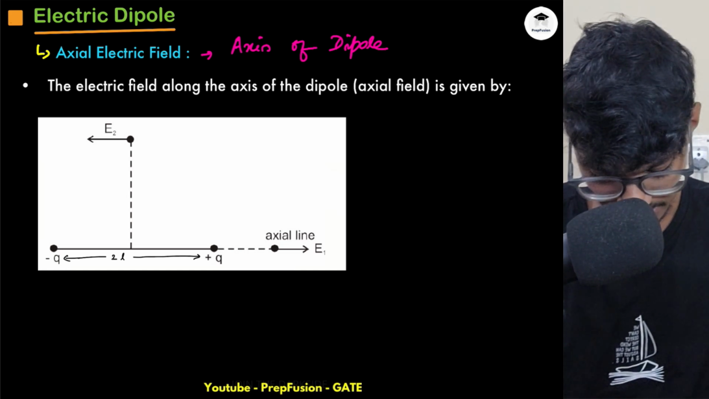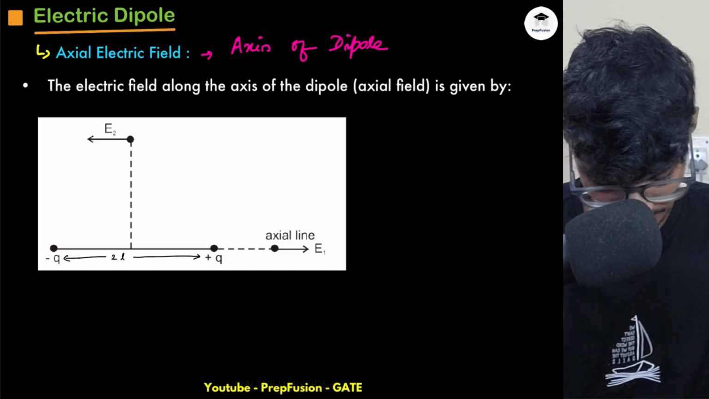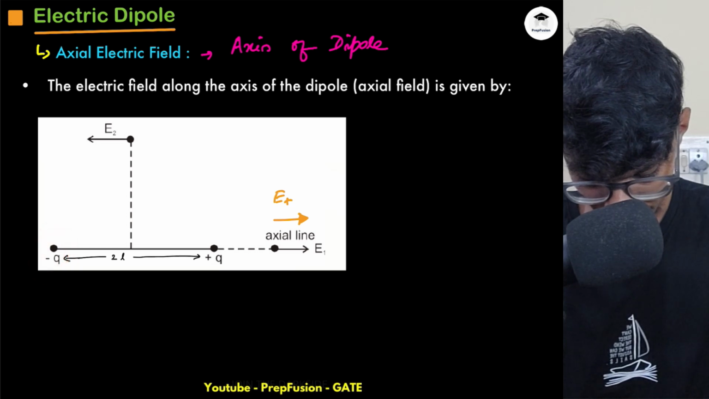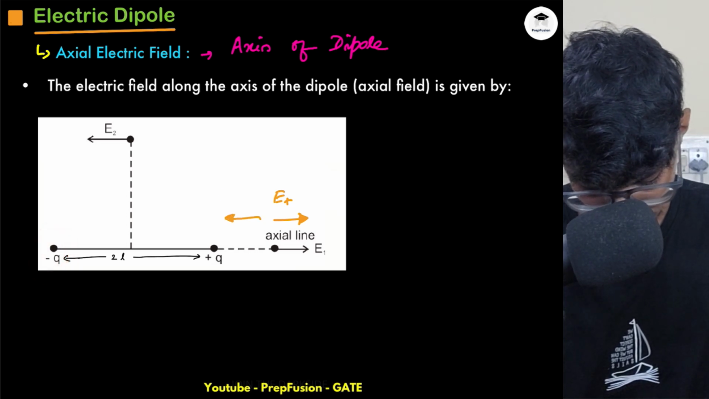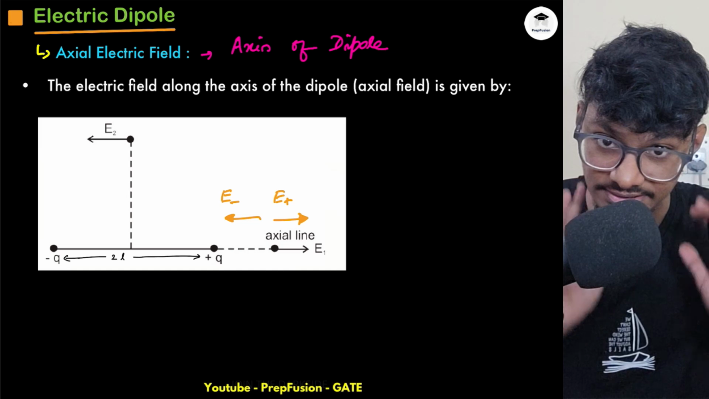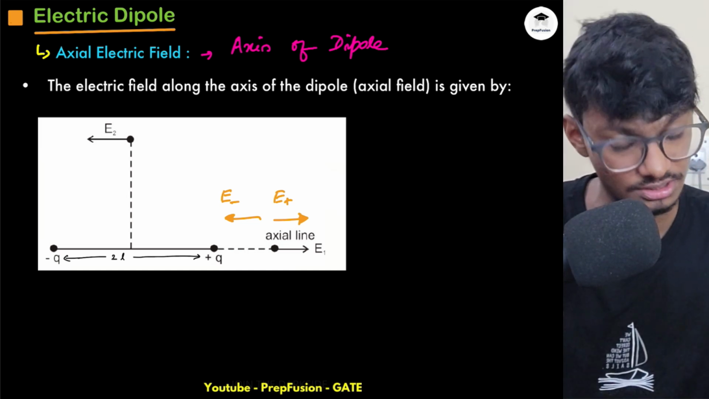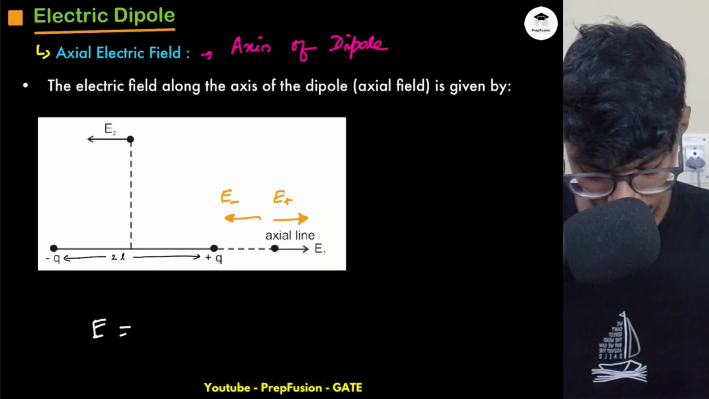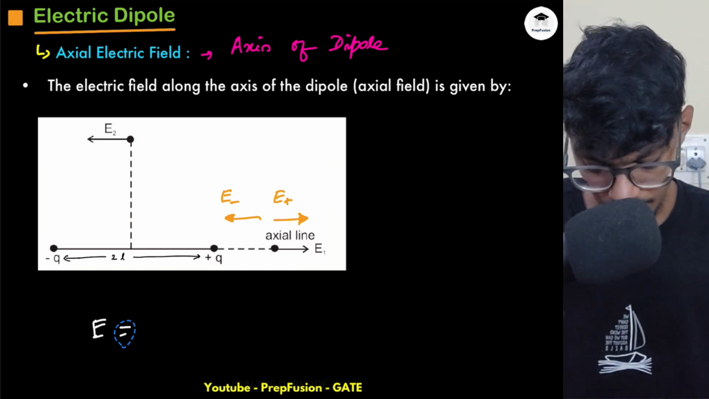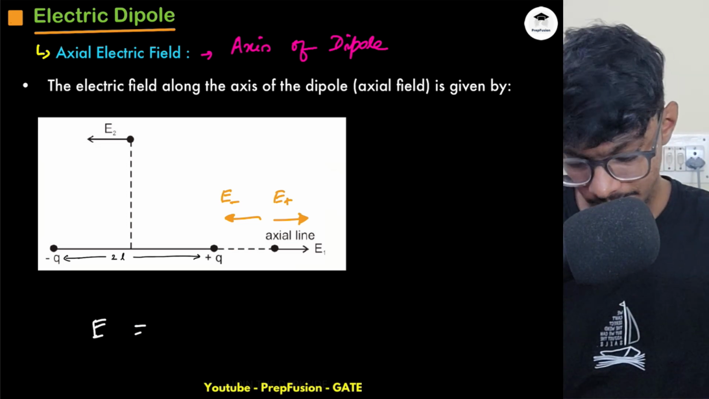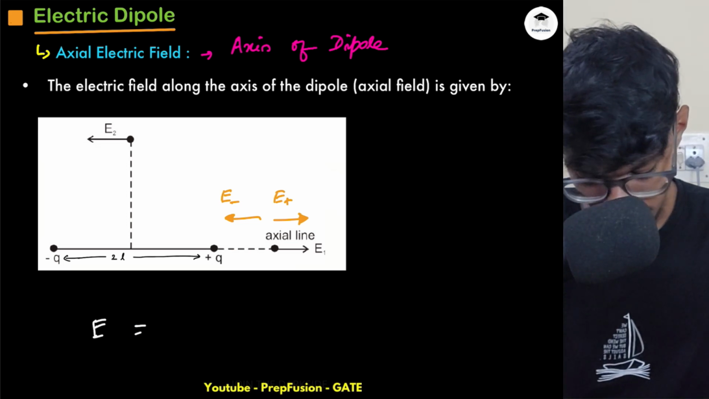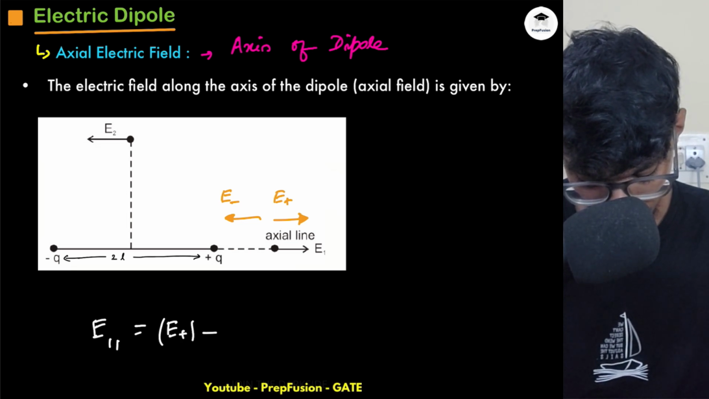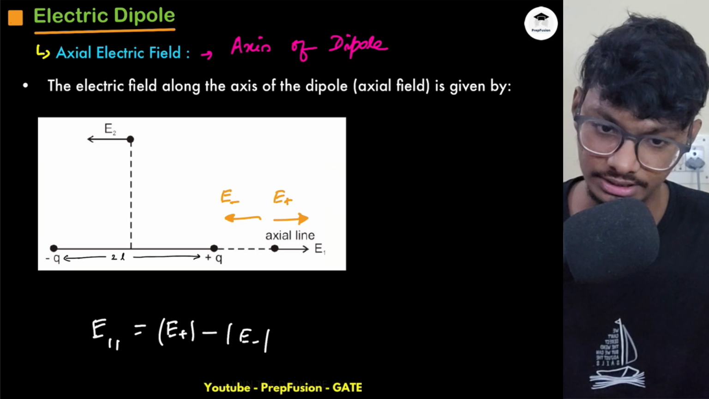Electric field. Due to this plus q, I will get an electric field along this direction, E plus, and due to this minus q, I will get an electric field along this direction. I have already taken the sign into effect, so I will not write the charge with signs. So my E will be E axial, or I can say E in the same axis, will be magnitude of E plus minus magnitude of E minus. I've already taken the direction into account.